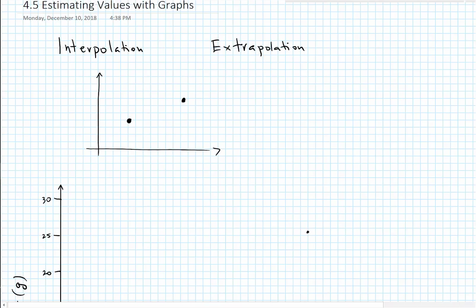So in this section, we're going to be taking a look at a very useful skill that is done all the time, which is estimating values with graphs. And the estimation can be done in a very formal way where you actually come up with an equation based on the data, or it can be done in a less formal way where you're really just eyeballing it. You're looking at the graph purely visually. And there are two important words that we need to understand: interpolation and extrapolation.